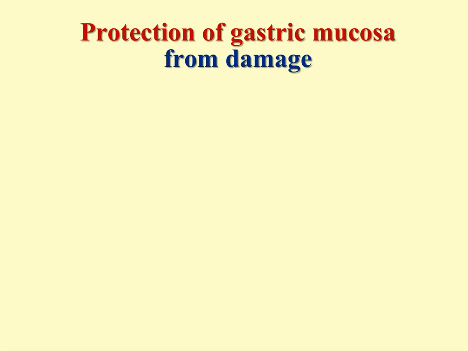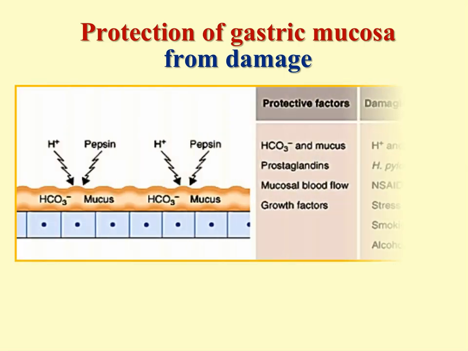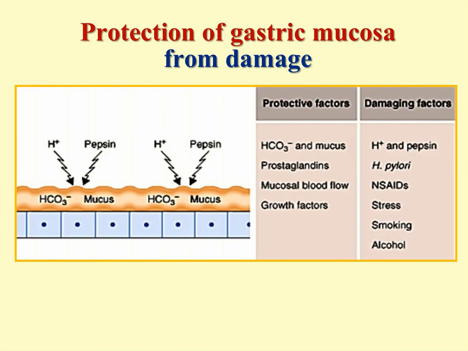Protection of gastric mucosa from damage. Why normally doesn't the stomach mucosa have any damage due to hydrochloric acid? First, because it's covered by mucus, and because this mucus contains a lot of HCO3- ions. Here is a schematic presentation of the stomach wall cell layer covered by the mucus layer. And within this mucus there are a number of HCO3- ions.